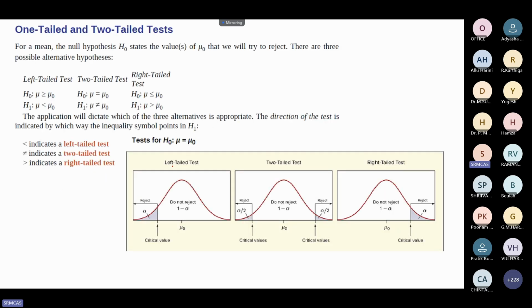Based on the type of the alternative hypothesis, we have three different kinds of test. One is a left tail test, if the value of the alternative hypothesis is less than the population parameter. If it is more than the population parameter, this is the right tail test. If the inequality is in either way, then that is called a two tail test.